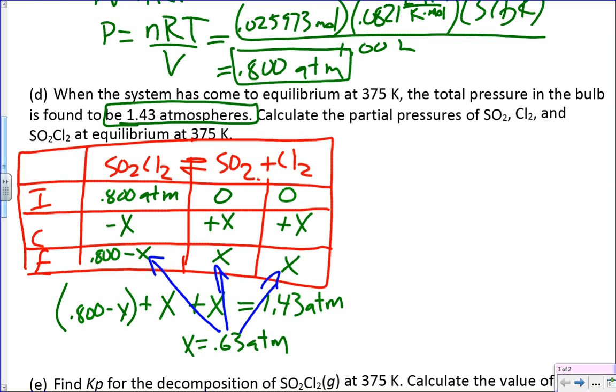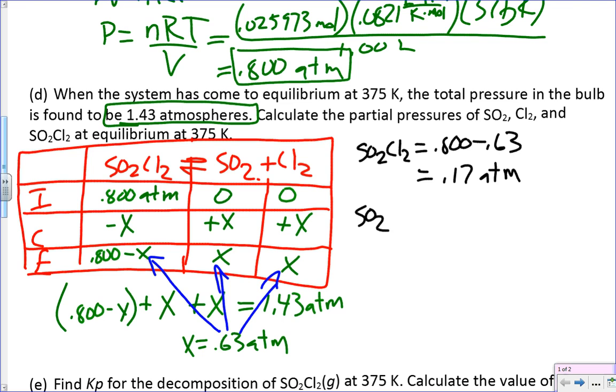So the first one, SO2Cl2, well, remember it's 0.800 minus X, and X was 0.63. So that's going to equal 0.17 atms. And then my other two gases, SO2 and Cl2, both of those were X. So their partial pressures are going to equal each other, and that would equal the value of X, which was the 0.63 atms. And now we know the partial pressures of all three gases at equilibrium.